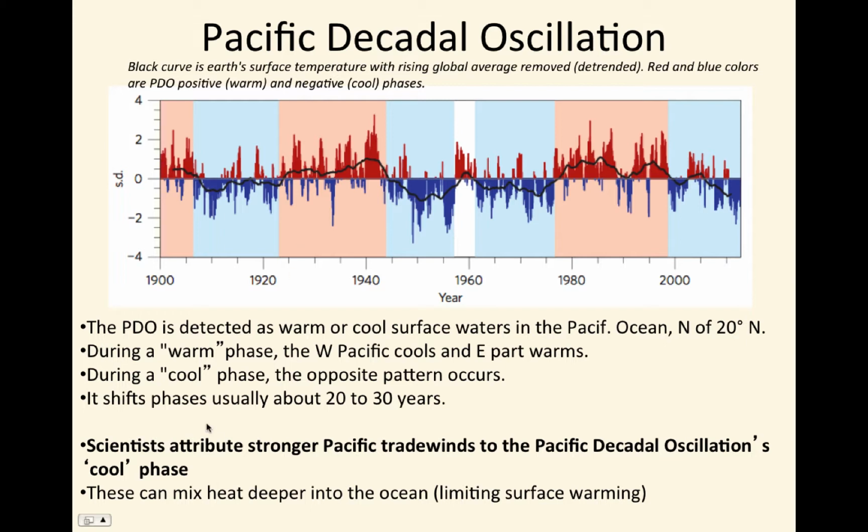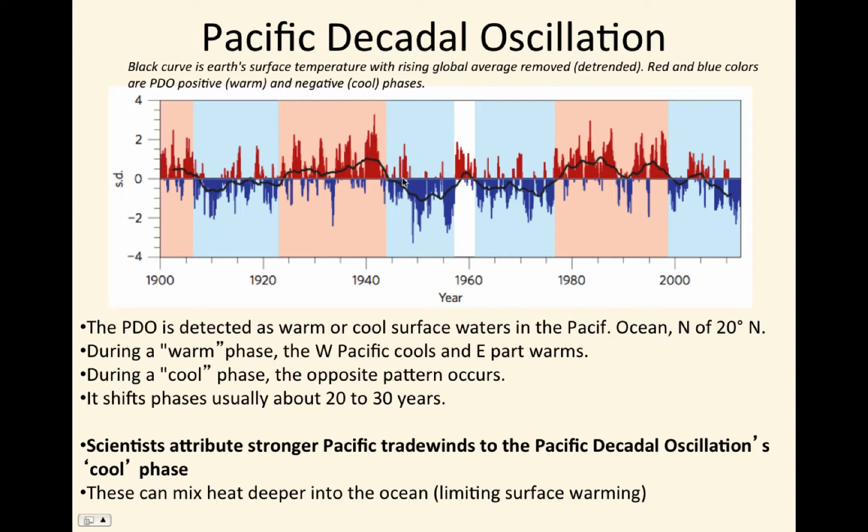Scientists attribute stronger Pacific trade winds to the PDO's cool phase. So when we're in a cool phase, when again the eastern Pacific gets cooler, the western Pacific gets a little warmer, you tend to have stronger Pacific trade winds in general for that 20 or 30 years. So these can actually mix heat deeper into the ocean, limiting surface warming.